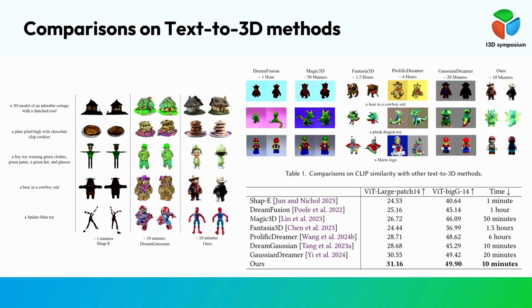In Table 1, we evaluate our method using CLIP similarity. We report the CLIP similarity and average generation time for different text to 3D models, calculating the similarity between the image generated by each model and the corresponding text. Our model performs well in terms of both generation quality and speed.